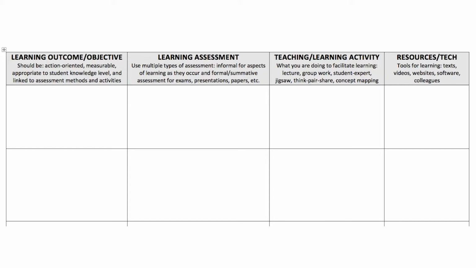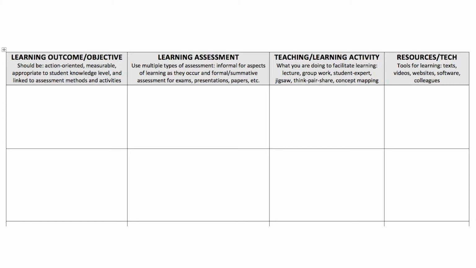When planning assessment, you should incorporate multiple types in order to accommodate different learning styles and skill sets among your students. You should have informal, real-time assessments that may or may not be graded, such as a small group activity in class, and you should also have formal summative assessment for exams, presentations, and papers, etc. For more information on creating diverse forms of assessment, check out our website or our course recreation.